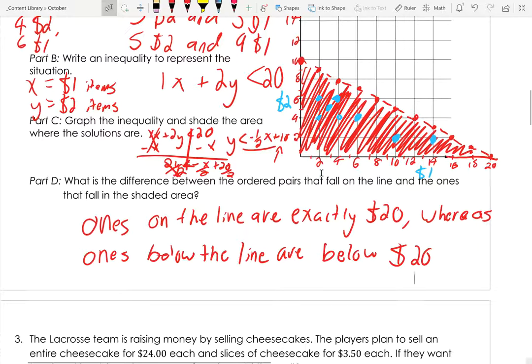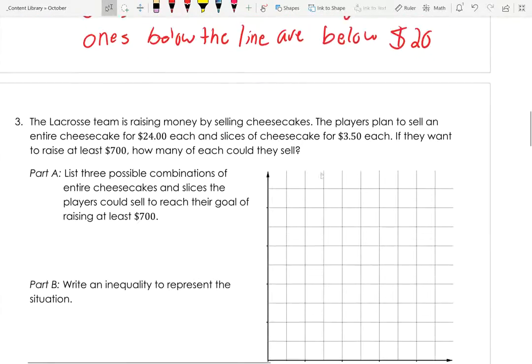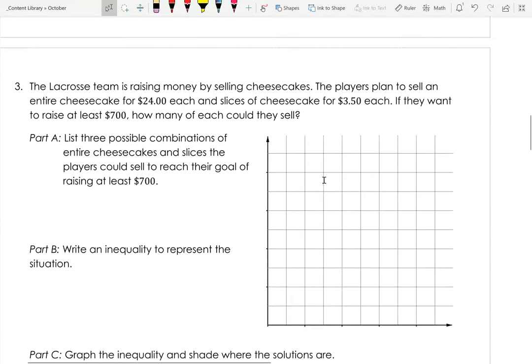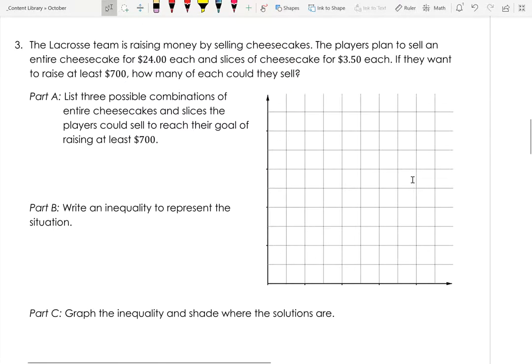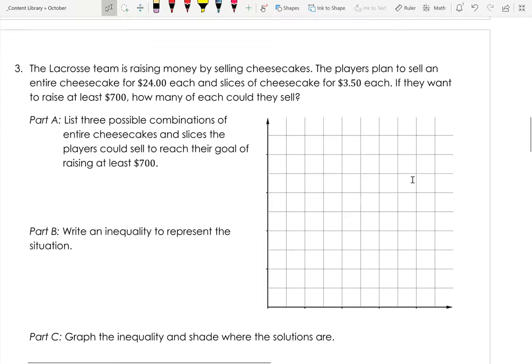All right, number 3. The lacrosse team is raising money by selling cheesecakes. The players plan to sell an entire cheesecake for $24 each and slices of cheesecake for $3.50 each. If they want to raise at least $700, how many of each would they sell? List the 3 possible combinations of entire cheesecakes and slices the players could sell to reach their goal.